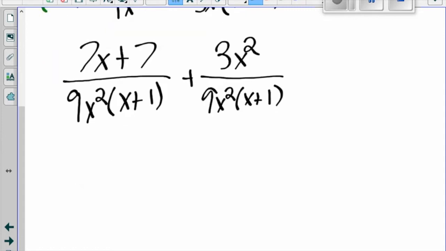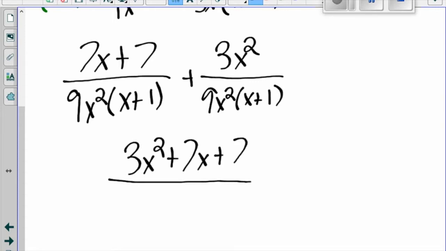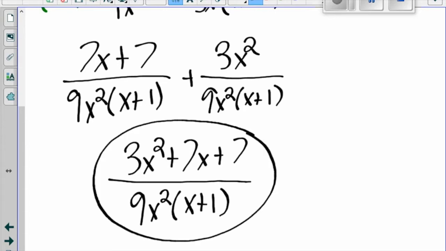Now are the denominators the same? Yes, so that means we can add the numerators. And according to number theory, 3x squared would go first. Plus 7x plus 7 over 9x squared times x plus 1. I'll tell you right now, this is as simplified as it gets, because 3x squared plus 7x plus 7 is not going to simplify further than that. That's as simplified as it gets.